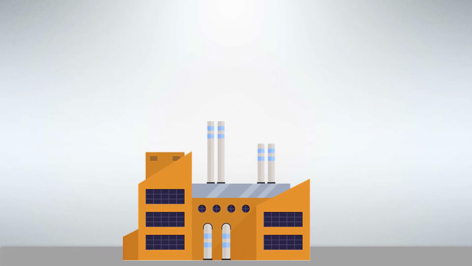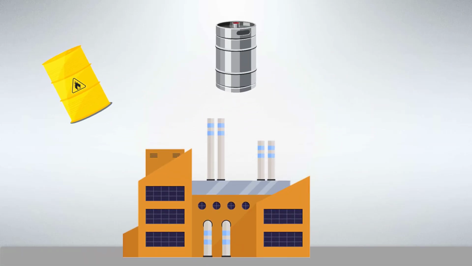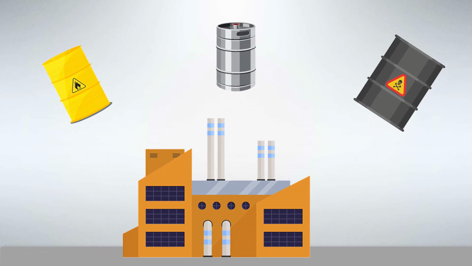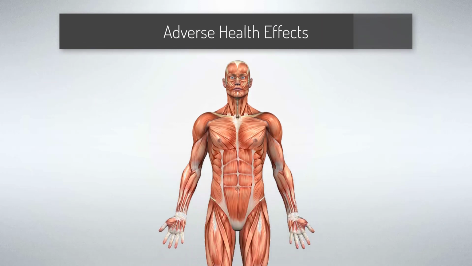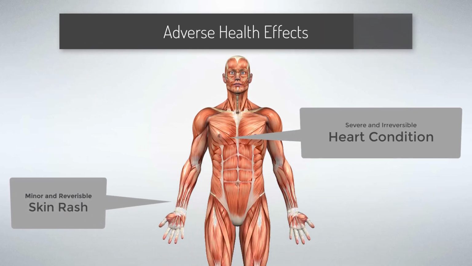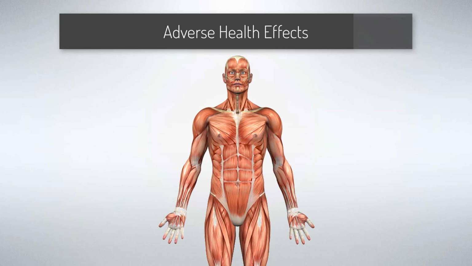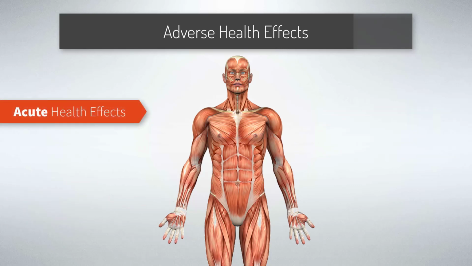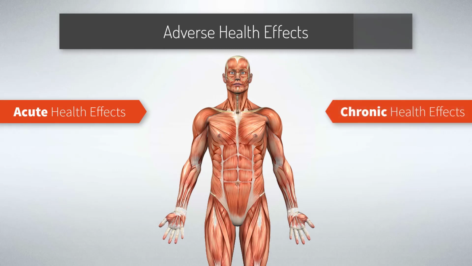The potential for hazardous products to be present in the workplace and cause or contribute to adverse health effects is a real concern. Adverse effects can range from minor reversible effects to severe effects which are irreversible. Some health effects are considered acute, meaning that they happen quickly, usually a short time after exposure. Others are considered chronic. This means that they typically occur slowly over time.